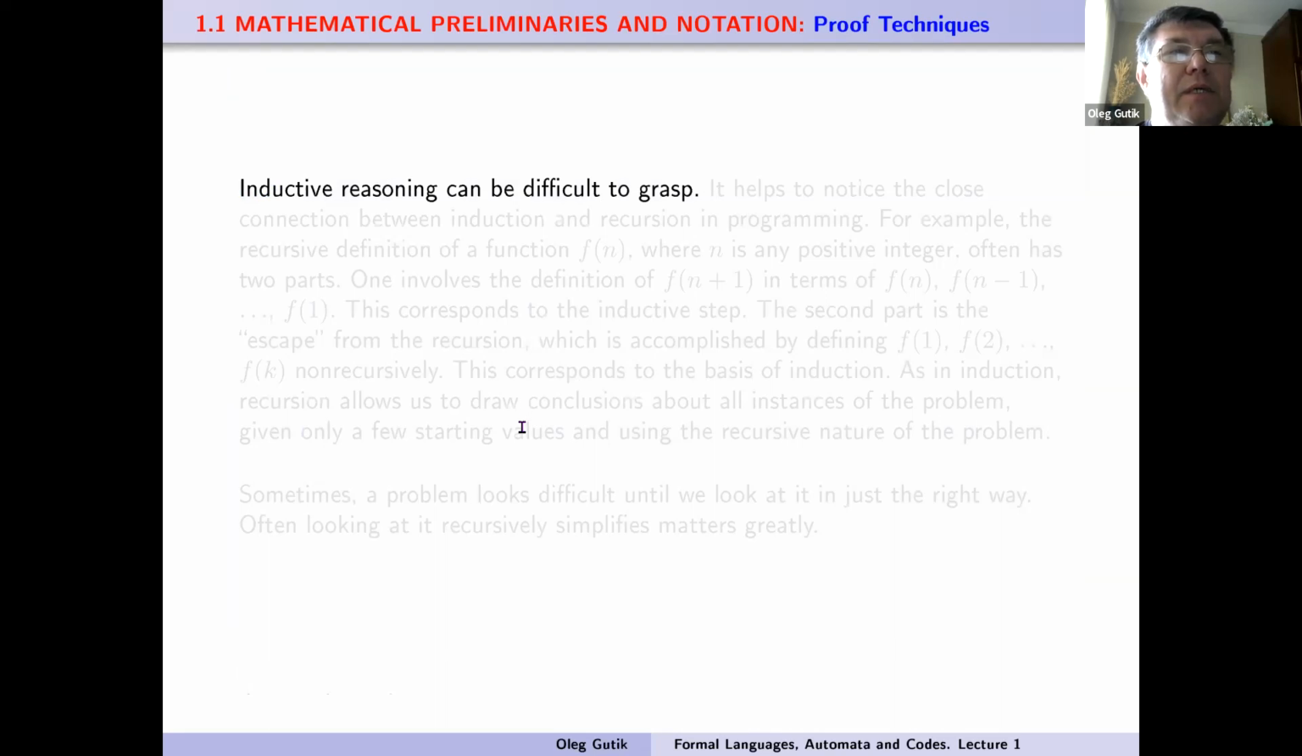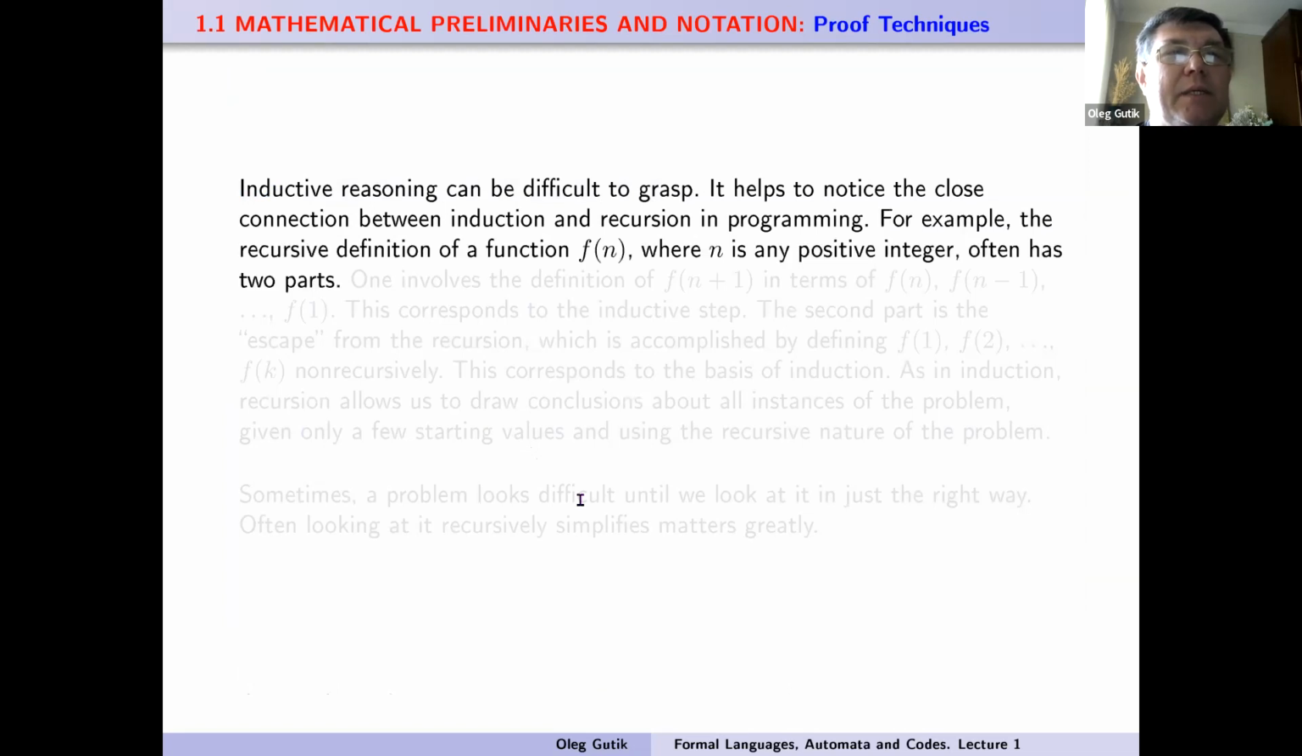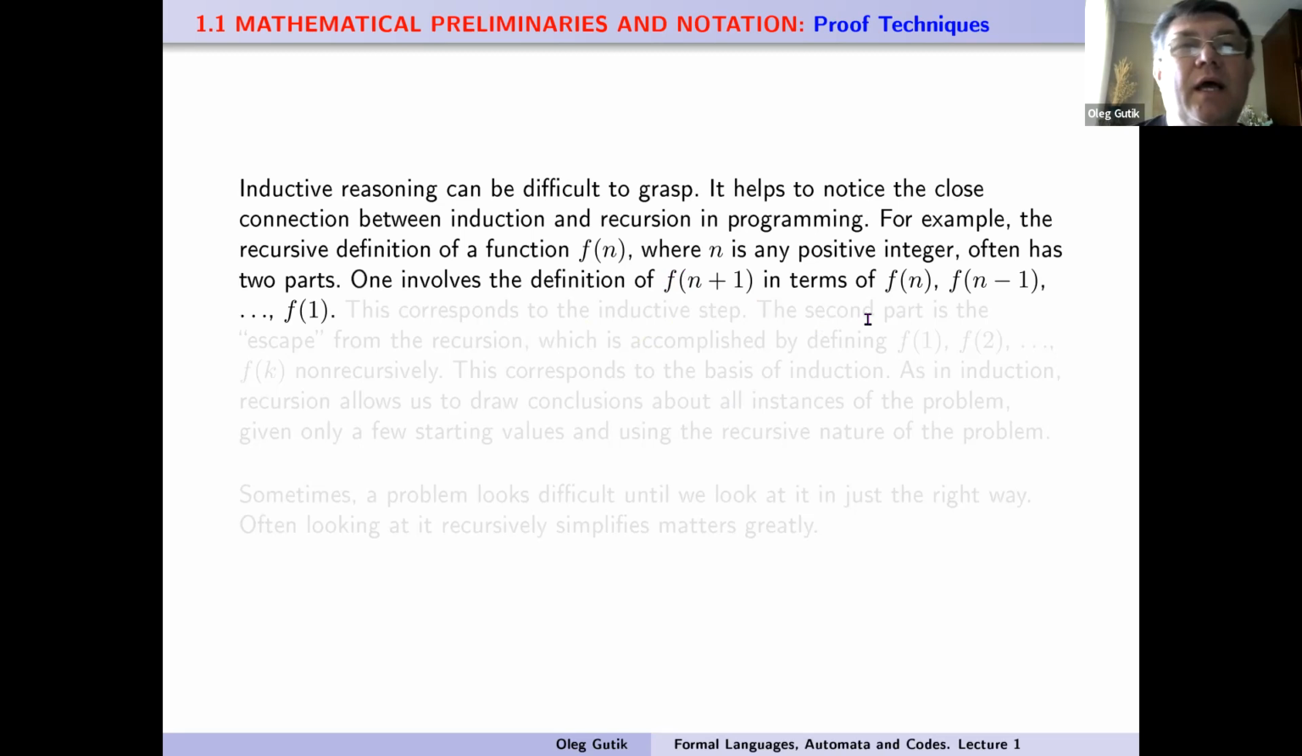Inductive reasoning can be difficult to grasp. It helps to notice the close connection between induction and recursion in programming. For example, the recursive definition of a function f(n), where n is any positive integer, often has two parts. One involves the definition of f(n+1) in terms of f(n), f(n-1), and so on, down to f(1). This corresponds to the inductive step.